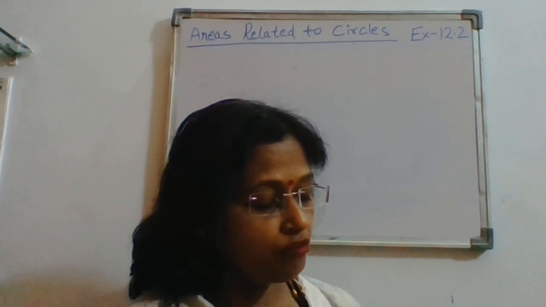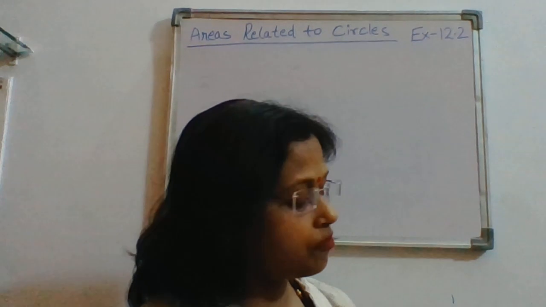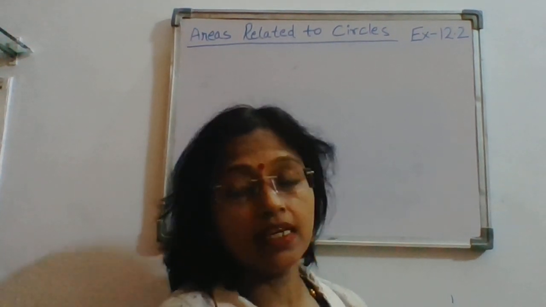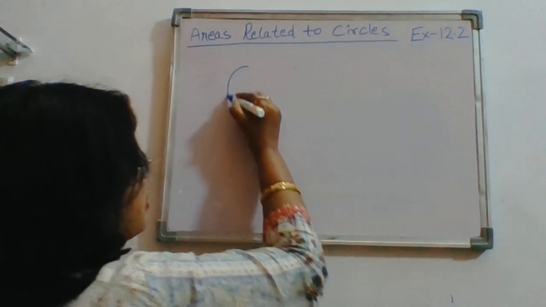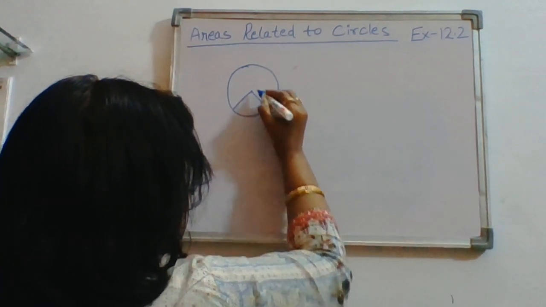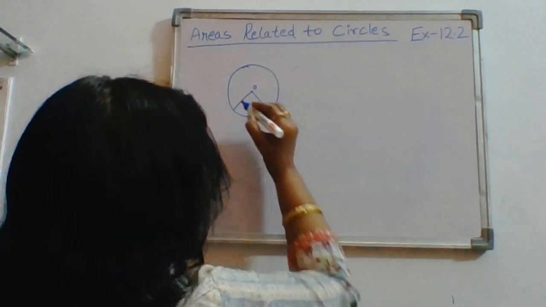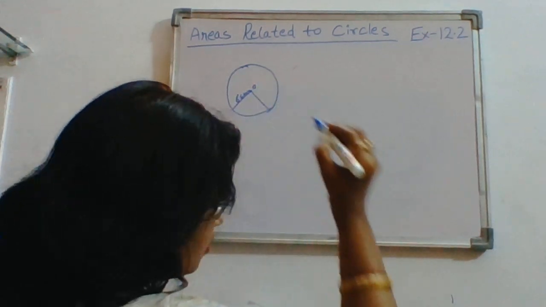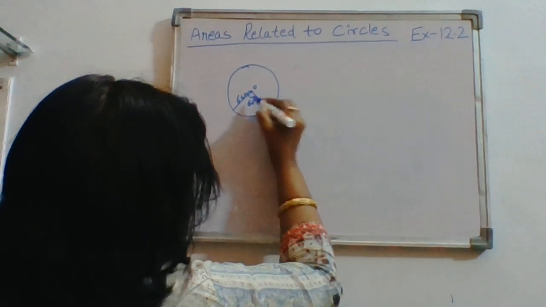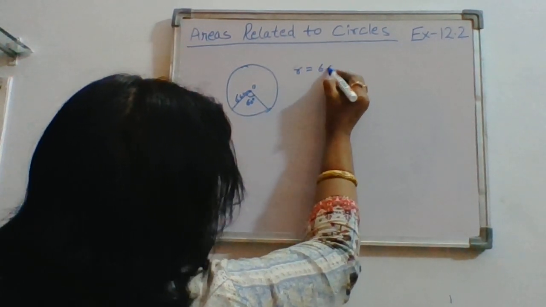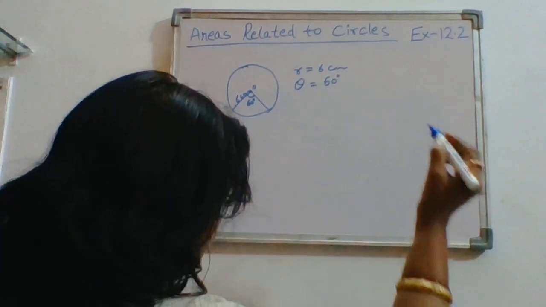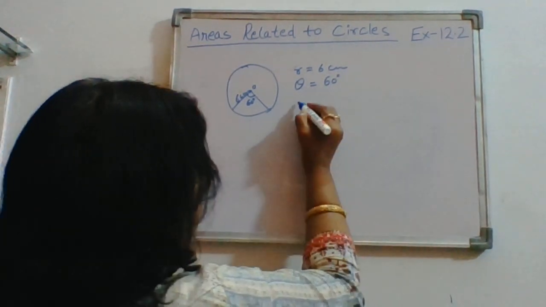Question number 1. Find the area of a sector of a circle with radius 6 centimeter if the angle of the sector is 60 degree. So draw a circle whose radius is given as 6 centimeter and the central angle is given as 60 degree. So radius is 6 centimeter and central angle theta is 60 degree. We have to find the area of the sector.